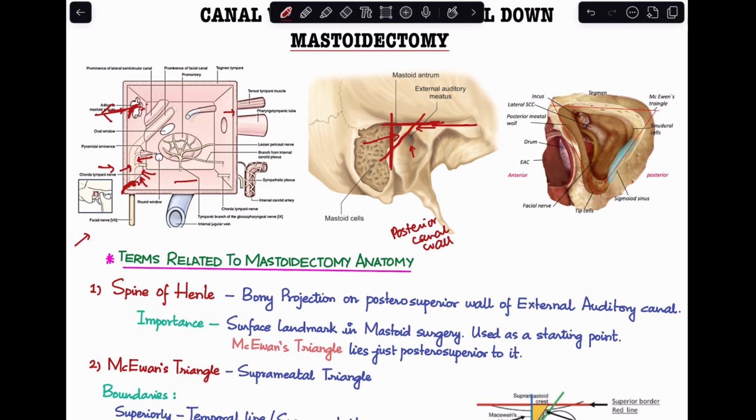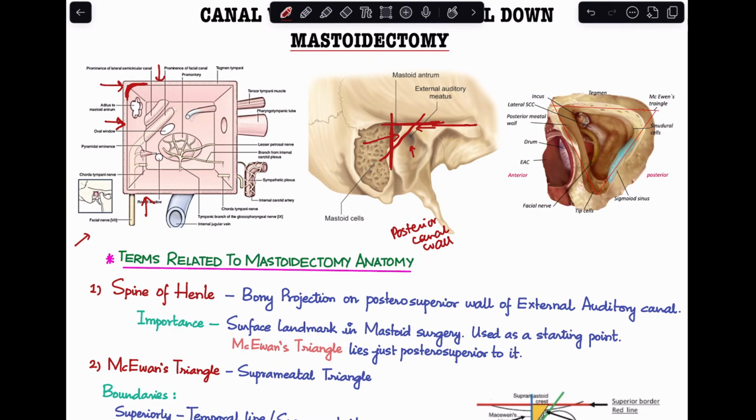Next, the next term that we have is anterior buttress. Now, what is anterior buttress? Anterior buttress is that part of the bony facial canal which meets the tegmen. So, this is our posterior canal wall, posterior wall of the middle ear, and this is our tegmen, and this is our floor of the middle ear, which continues with the floor of ESC. So, somewhere here, like the posterior bony canal, where it joins with the tegmen, this is known as anterior buttress.